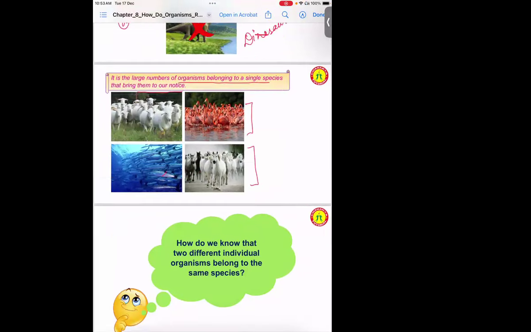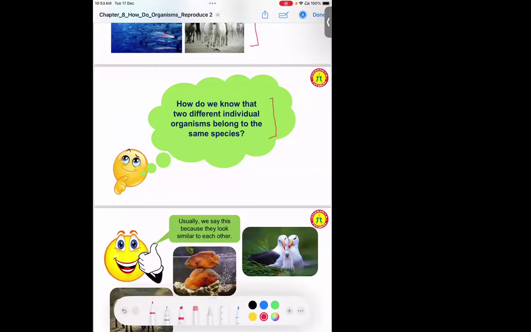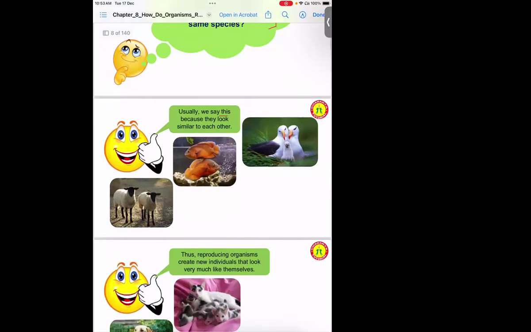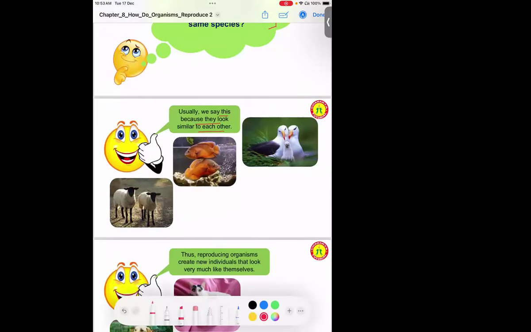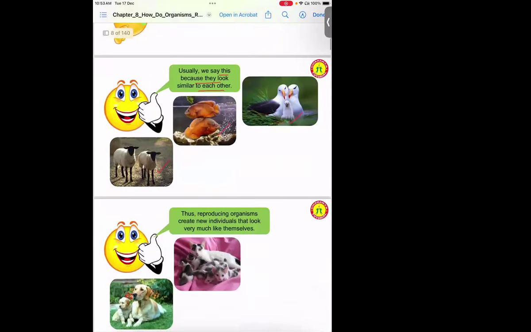But how do we know that two different individual organisms belong to the same species? Let's find out. Usually we say this because they look similar to each other. You can see the picture, here they are similar, here the fish are similar. Why do they look similar? Have you ever thought of it? Sometimes you have the characteristics of your mother and father. Some characteristics are the same. Why is it so?